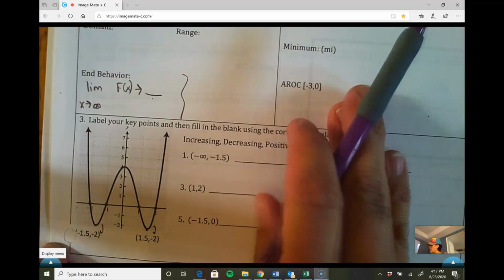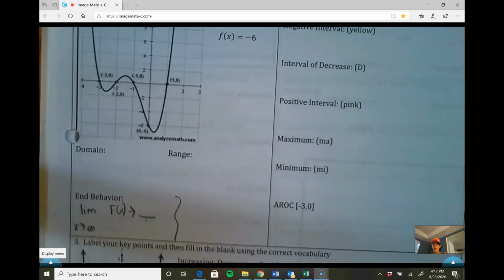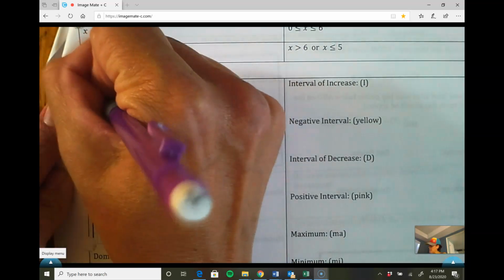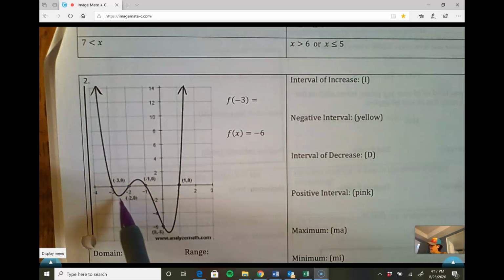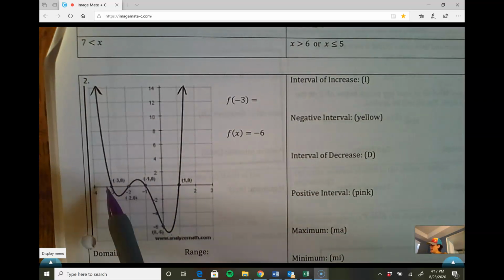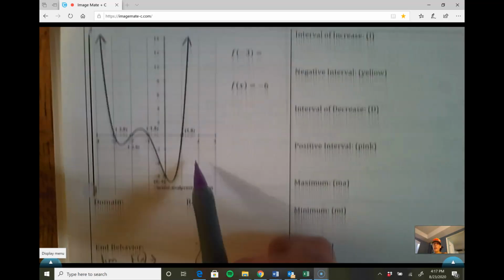And I do expect you on all of these to label your key points. So the end behaviors, put arrows there, the turning points, the x-intercepts. And if they're already marked, then don't rewrite them. And is there anything on the back?